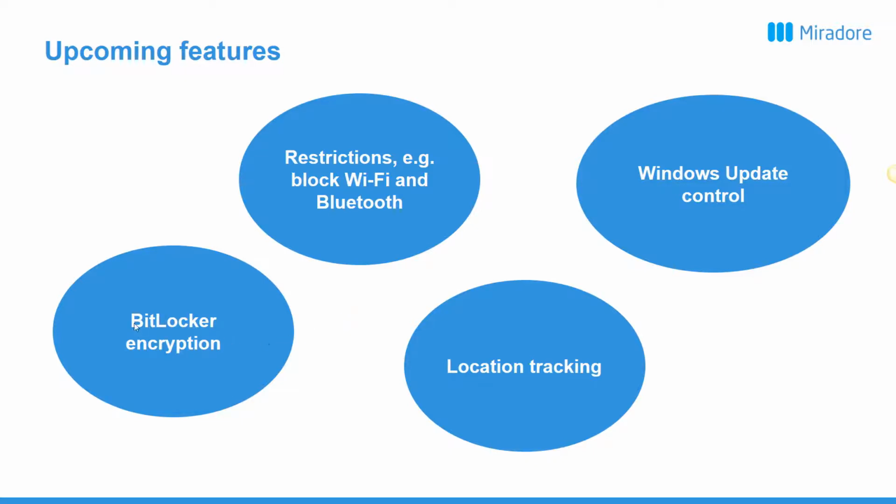So, up and coming, there will be BitLocker encryption. There will be restrictions such as blocking Wi-Fi, blocking Bluetooth, not allowing users to connect to any Wi-Fi networks that are not authorized. A Windows update control, so whether you want to always keep it up to date or never update or anything in between. And location tracking as well. So keep coming back and we'll let you know, of course, whenever we come up with new features. But that is the initial enterprise plan available as of today.